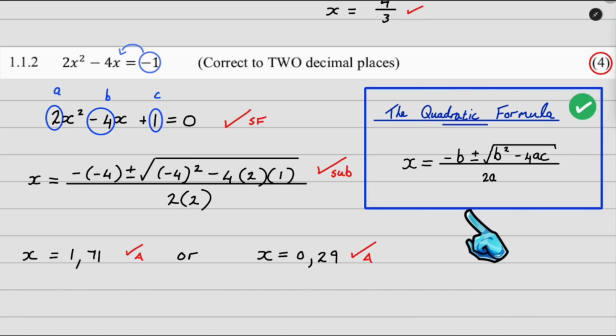And lastly, let's have a look at where the marks are coming from. I get 1 for standard form. I get 1 mark for substitution into the quadratic formula, and a mark for each answer, which makes up our 4 marks.